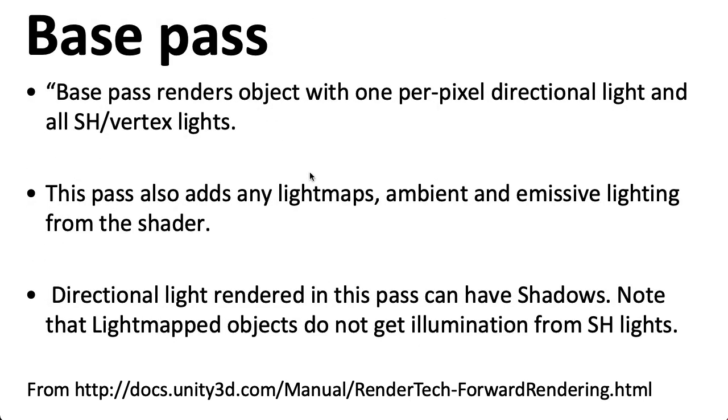All right, in the base pass, and there's only one base pass, the base pass renders object with 1 per pixel directional light and all spherical harmonic vertex lights. This pass also adds any light maps, ambient, and emissive lighting from the shader. Directional light rendered in this pass can have shadows. Note that light mapped objects do not get illumination from spherical harmonic lights.